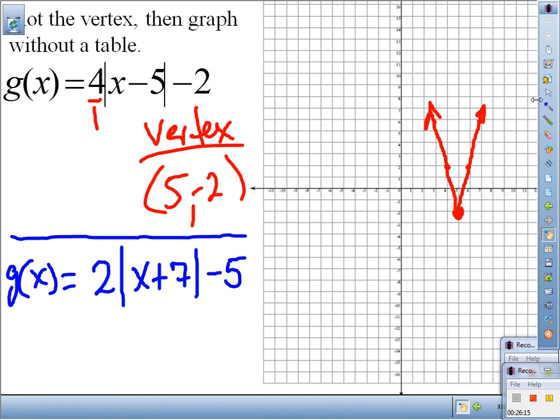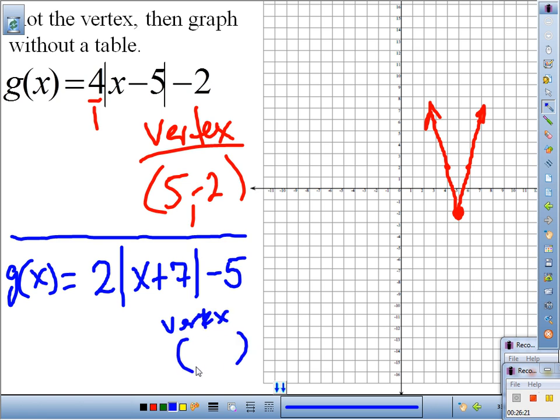Let's see. Let me move this up a little bit. What's our vertex, everyone? -7, -5. That is correct. So, -7, -5 is right there. What is my slope, everyone? 2 over 1. That means 2 up, 1 to the right, 2 up, 1 to the right. Go back to the vertex. 2 up, 1 to the left, 2 up, 1 to the left.